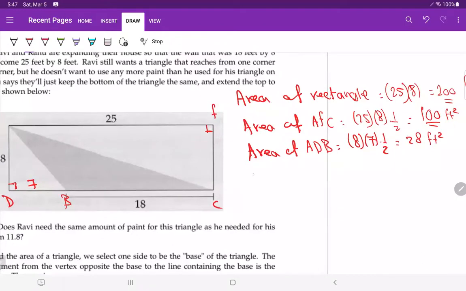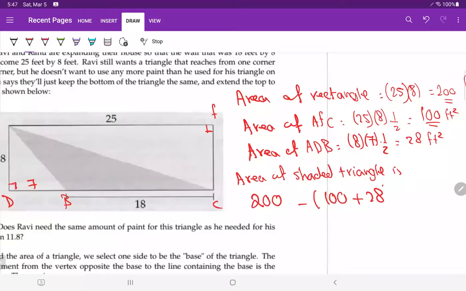So what is the area of the shaded triangle? It is the 200 minus the 100 plus 28, the area of the whole thing. Right?